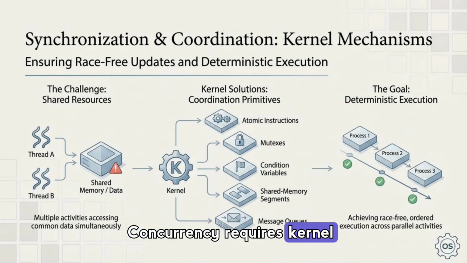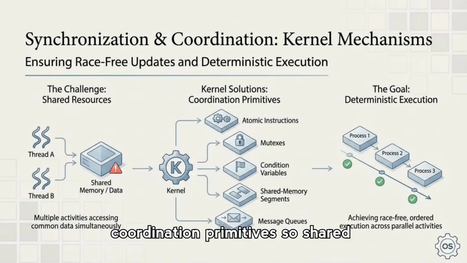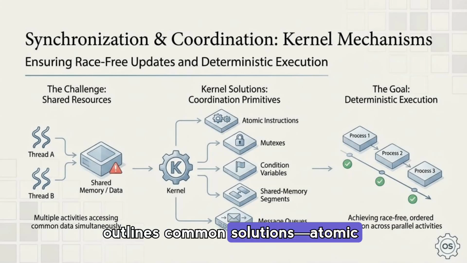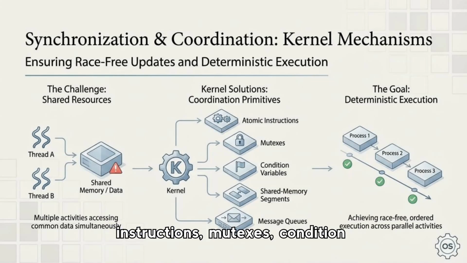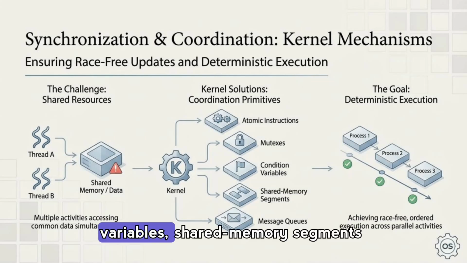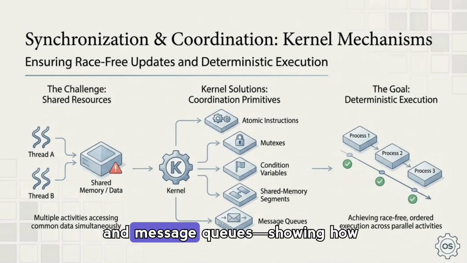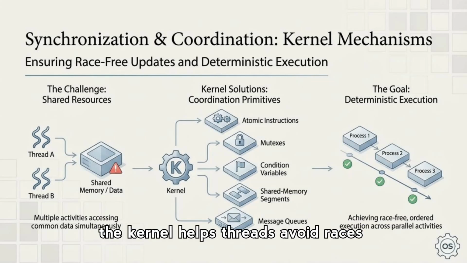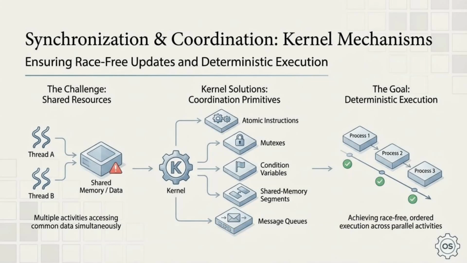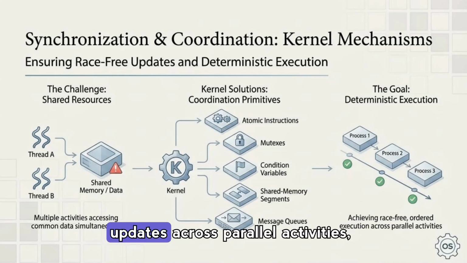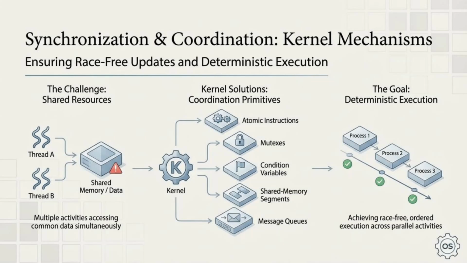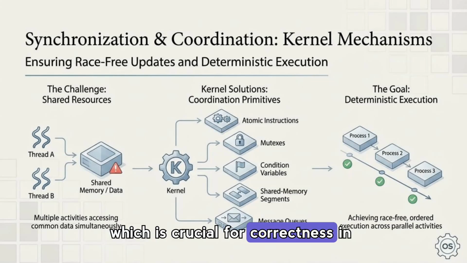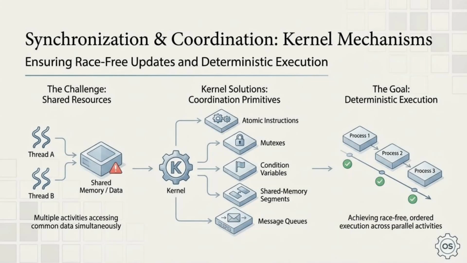Concurrency requires kernel coordination primitives so shared resources stay consistent. The slide outlines common solutions: atomic instructions, mutexes, condition variables, shared memory segments, and message queues, showing how the kernel helps threads avoid races and achieve deterministic, ordered updates across parallel activities, which is crucial for correctness in multi-threaded programs.